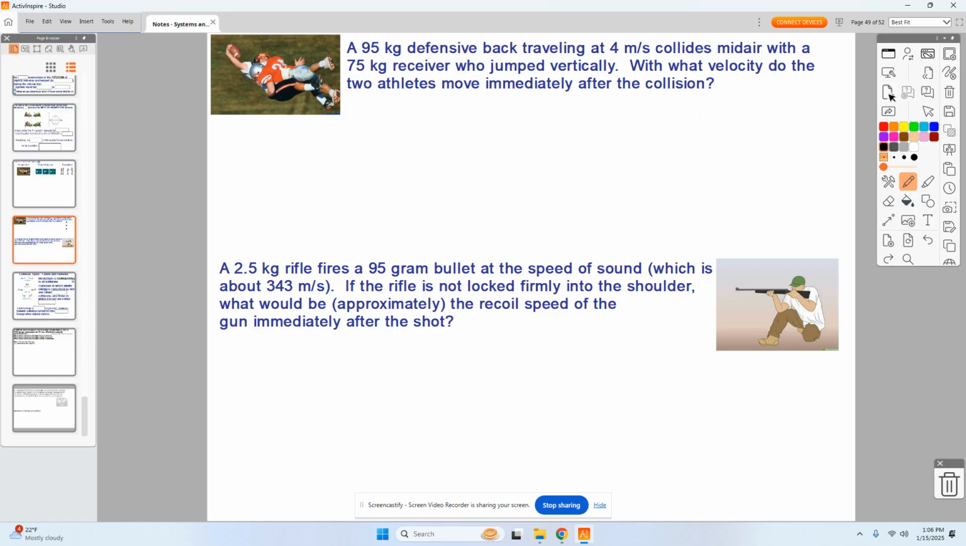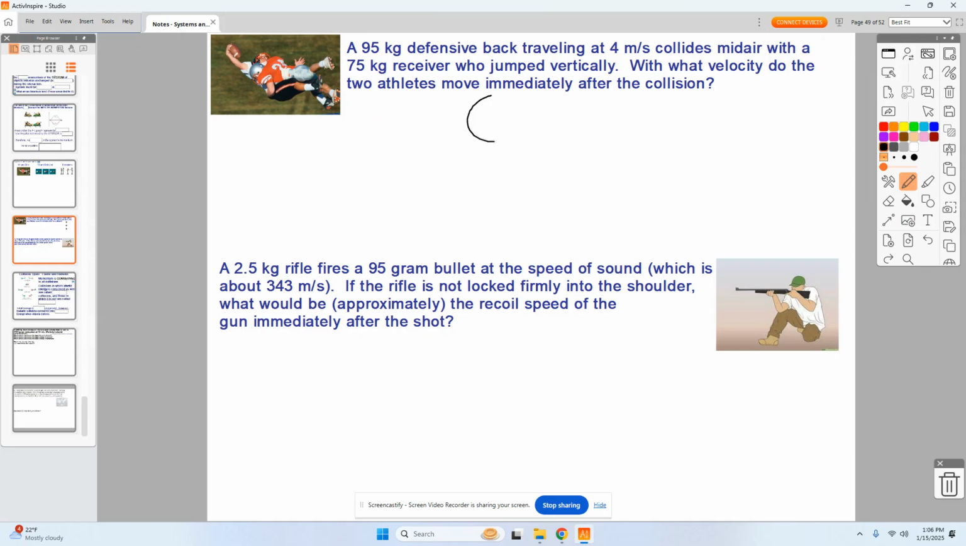All right, so we have a defensive back traveling at 4 meters per second, who collides midair with a 75 kilogram receiver. They jump vertically. Why is it important that they're off the ground? We need to have an isolated, enclosed system, so the only forces that matter are the collision forces. We want to determine what speed the athletes move after the collision.